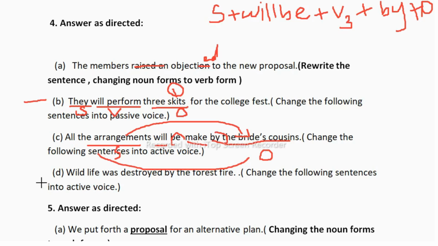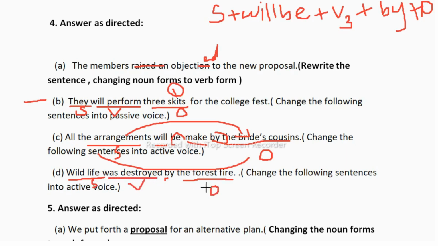Now let us see the last one, D. Wildlife was destroyed by the forest fire. Now here you have to change the following sentence into active voice. This sentence is in passive voice because by is used here, so we have to change it into active voice. So what is the object here? We have to change subject and object here. So the object is this one, the forest fire. We have to take this object to the subject place, and the subject is wildlife. This is the subject, and was destroyed is your verb.